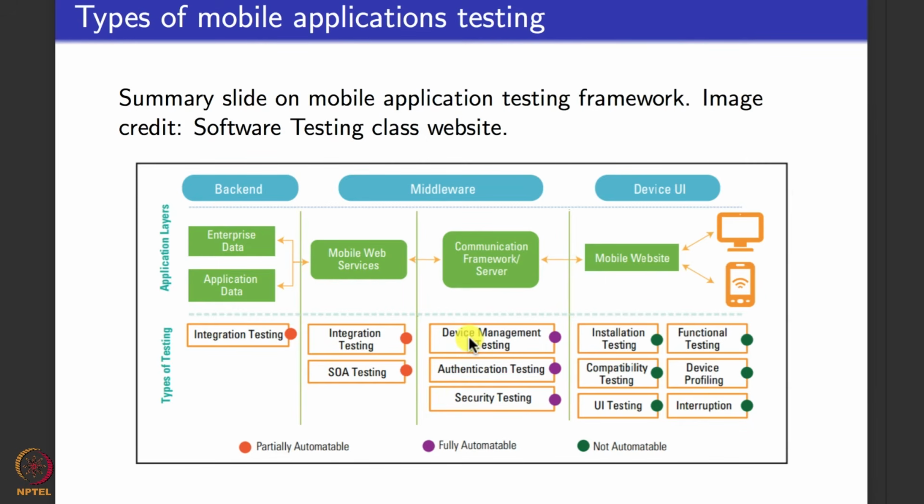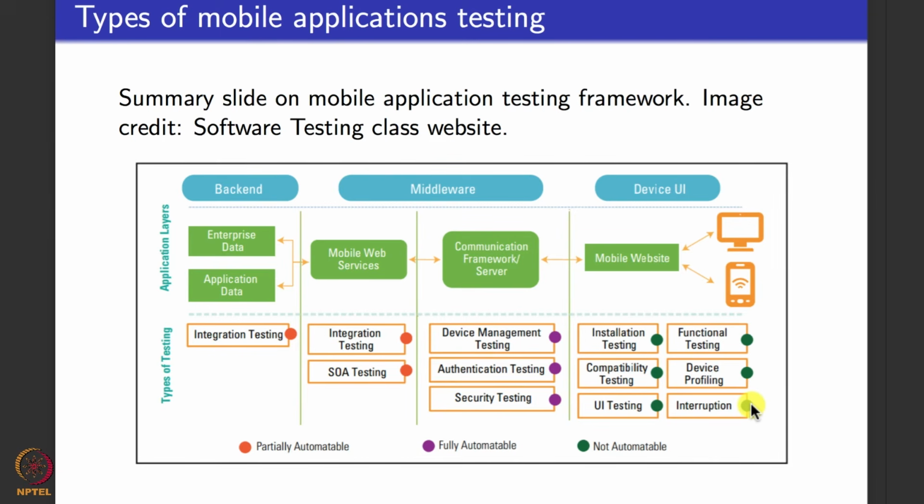At the back end, when I'm developing an app, I do integration testing. I do integration testing at the middleware level also. At the middleware level, I also do authentication, security testing, and device management testing, which covers releasing and keeping memory intact, releasing system hardware resources that you don't need, and so on. But a good number of system level tests happen at the device UI level, which is what we talked about: installation, compatibility, user interface, functional testing, profiling of a device, interruption. All these things happen at the system level phase, and as this legend shows, unfortunately a good number of these cannot be automated.